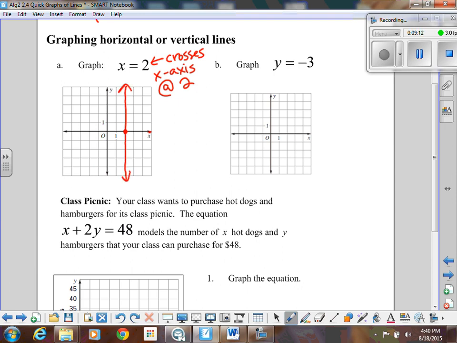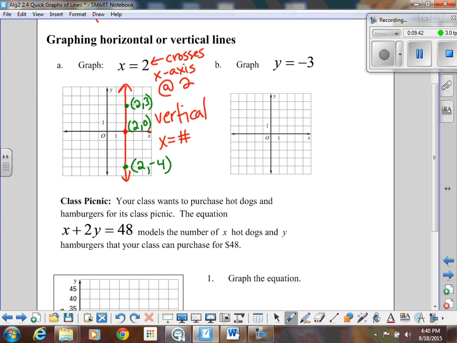So this is a vertical line, and vertical lines always have the format x equals some number. Another way to help reason through that, any point on this line is going to have an x-coordinate of 2. So this is the coordinate 2, 1, 2, 3, 4. 2, negative 4. This is the point 2, 0. This is the point 2, 3. And so all of these have the x-coordinate of 2. That's why it's always x equals some number.